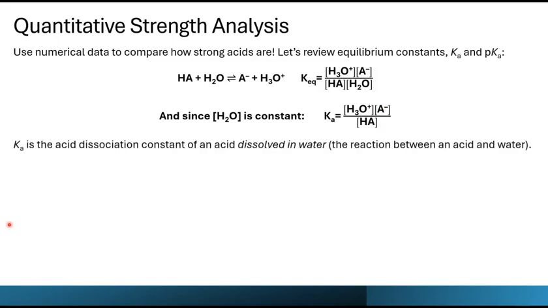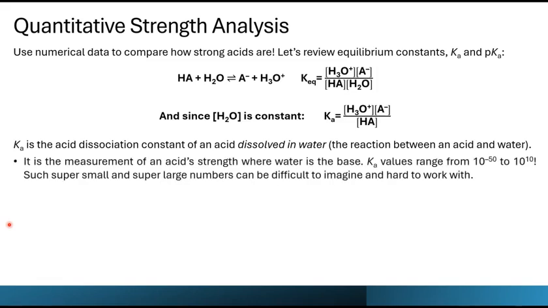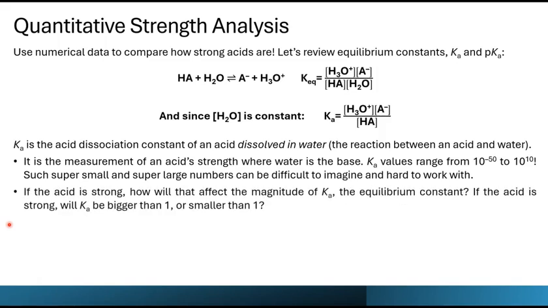Ka is called the acid dissociation constant of an acid dissolved in water, or the reaction between an acid and water. It is a measurement of an acid strength, where water is the base. Ka values will range anywhere from 10 to the negative 50 to 10 to the 10th. Such super small and super large numbers can be very difficult to imagine and even hard to work with.